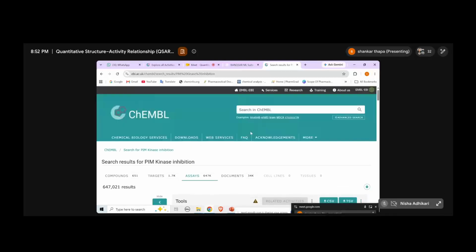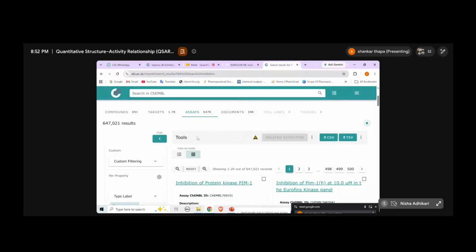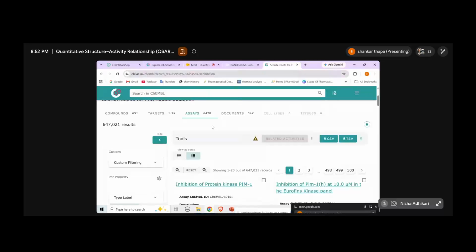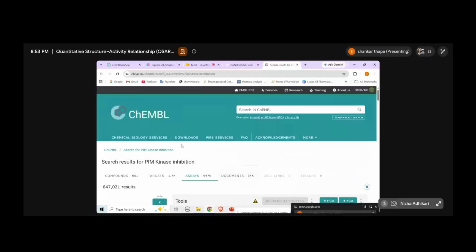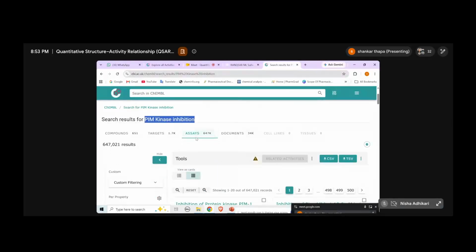After that, you will get thousands of compounds over here. Before that, you have to be sure that you are in the correct assay type or target type. So you can get the compounds. Here 651 compounds are there, and the targets 1.7K, but the assays, 647K assays, are related to this particular term. So you have to be in these assay panels.